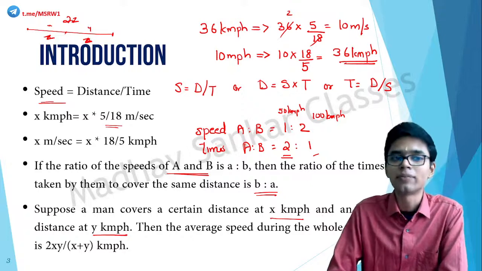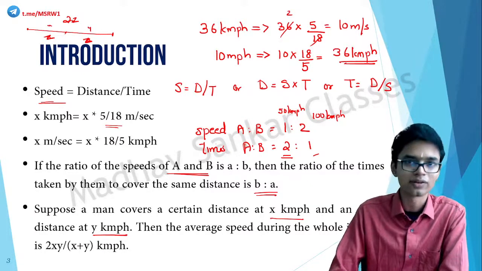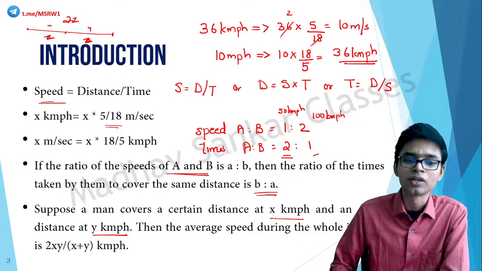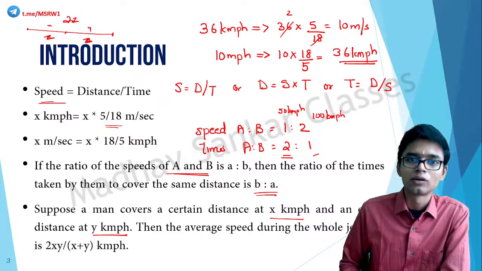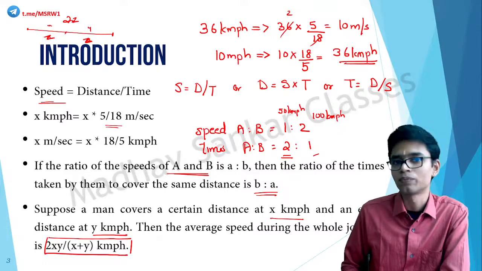Okay, if half the distance is covered at x kilometers per hour and the rest is covered at y kilometers per hour, then the average speed is given by 2xy by x plus y. Okay, this is the formula. Please bear this in mind. Very, very important. You cannot simply add them and divide by 2.